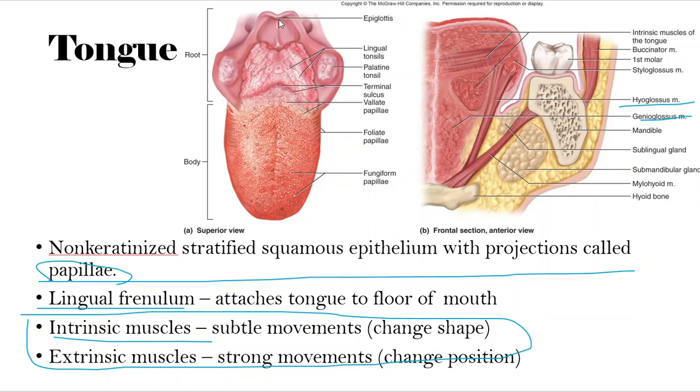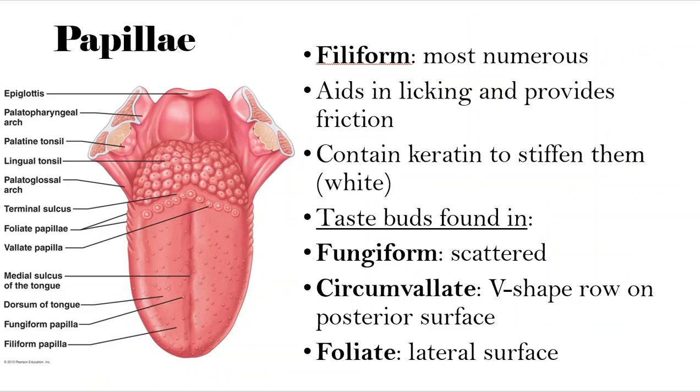Okay, there's the epiglottis. That's the dividing line between. We talked about this when we talked about the respiratory system. The lingual tonsils, palatine tonsils, lingual tonsils underneath. Terminal sulcus, not really important. Vallate, papillae, foliate, and fungiform. These have different functions. Not sure how much they want us to know, but now we'll find out.